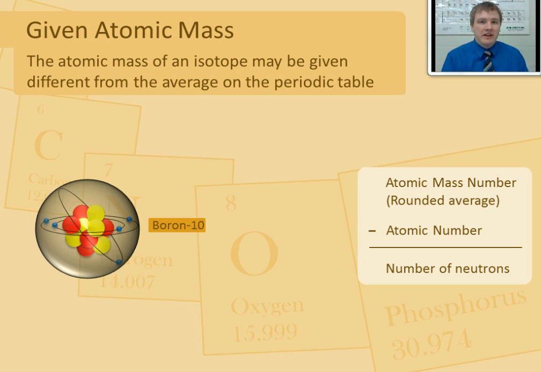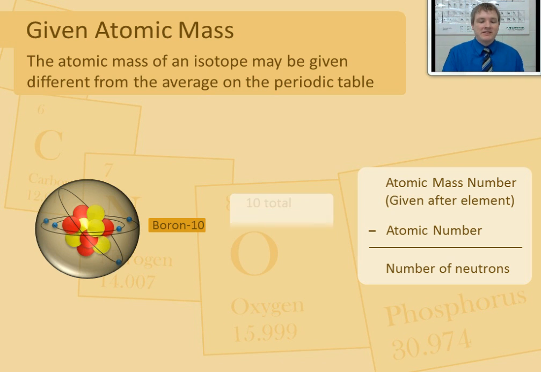If you are given an atomic mass after the element name, you actually have to use that atomic mass. You just use the given atomic mass after the element. So boron-10 refers to boron that has an atomic mass of 10. We're not going to go and round from the periodic table because we know we're dealing with boron-10. Now, finding the number of neutrons in an element like this is really easy. We don't have to round anything on the periodic table.